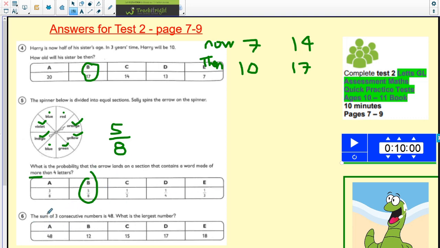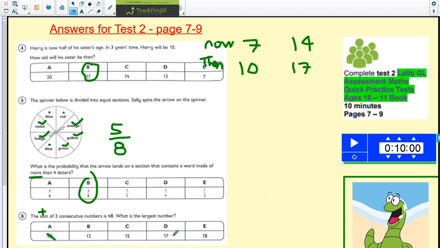Question 6. The sum. I always think I'll just do that because it reminds me sum means add. The sum of 3 consecutive numbers is 48. What's the largest number? Okay, so I need numbers to add. This might be where I use the answer options as a clue. I know that I'm going to add 3 numbers together. The largest can't be 48 because 48 plus anything is going to be bigger than 48. Consecutive means in a row, so it's like 7, 8, 9, or 12, 13, 14. They're around this region, so I'm just going to try one.